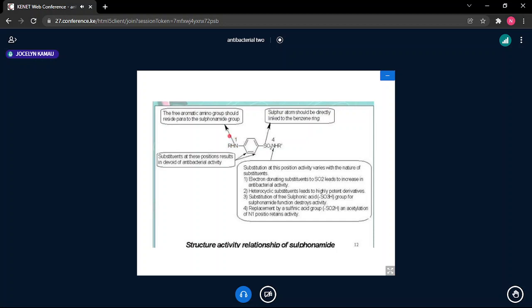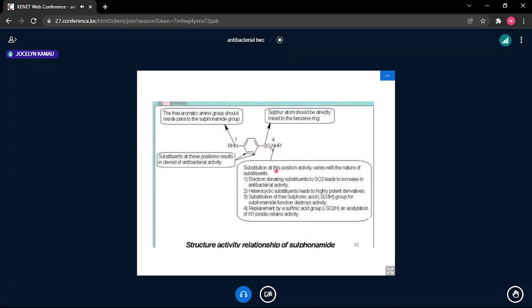And we did say if you put an R at that position, then your resultant drug will be a prodrug, because you do require a free group para to the sulfonamide group for activity. But we have looked at prontosil and also the succinyl sulfonamide, which do have groups at that position, but they are prodrugs. Then, of course, at this position, the sulfur atom should be directly linked to the benzene ring. So that link is direct, and this group and that group must be para to each other if this compound is to have activity.